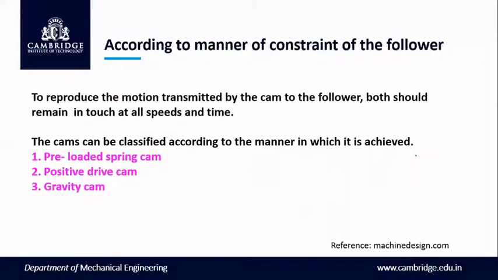The next classification is according to the manner of constraint of the follower. To reproduce the motion transmitted by the cam to the follower, both should remain in contact at all speeds and at all times. To make the cam and follower remain in contact, in the manner of constraint, we have the classification: preloaded spring cam, positive drive cam, and gravity cam. Let us discuss these three one by one.